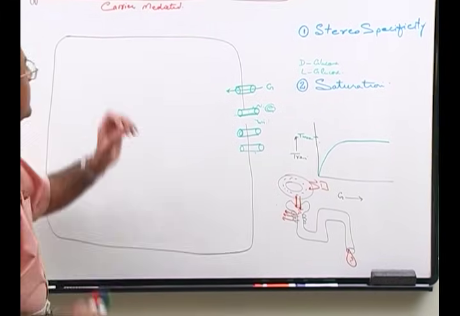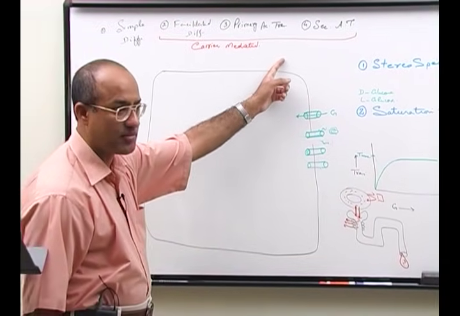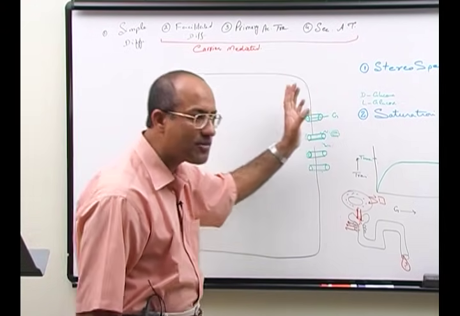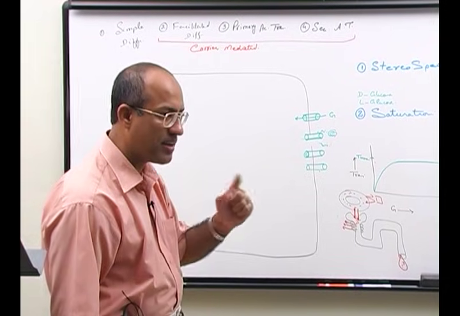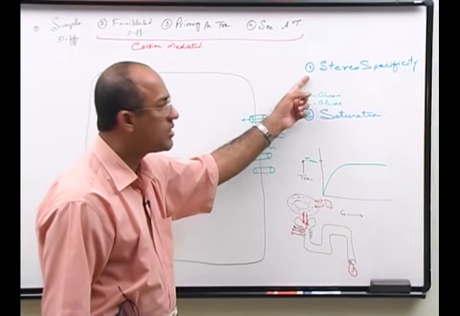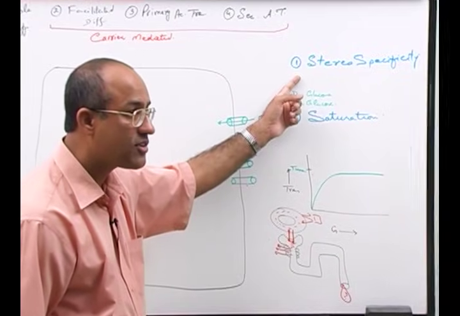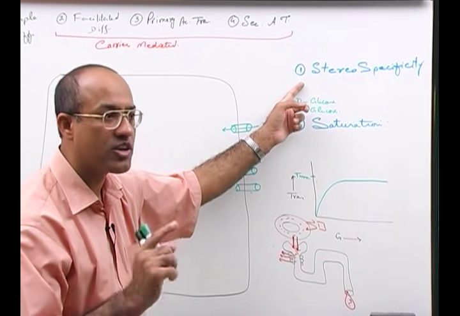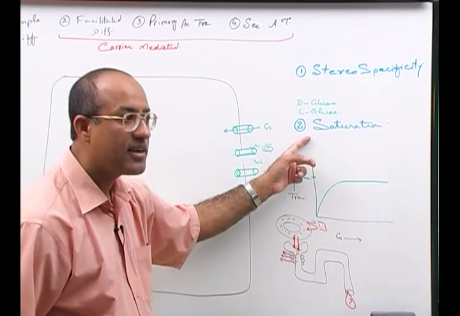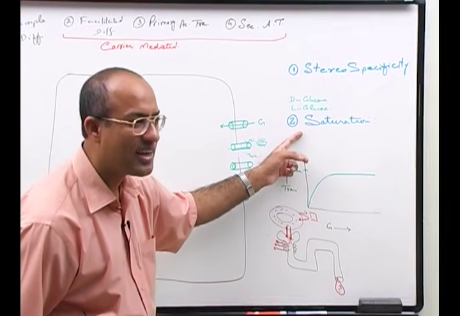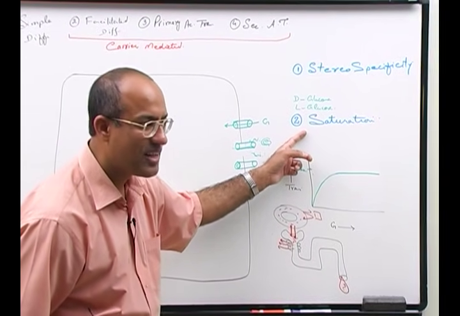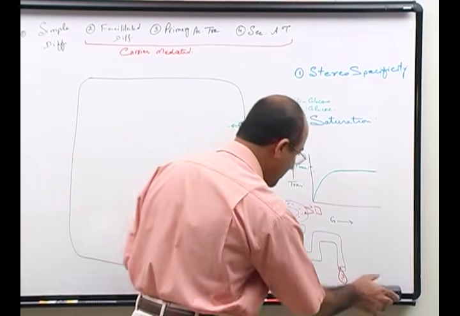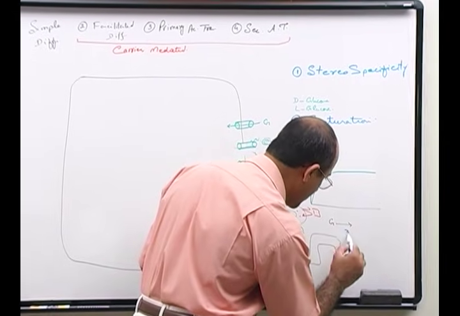So these carrier mediated transport mechanisms, whether facilitated diffusion, primary active transport or secondary active transport, all of them show certain phenomena. Phenomenon number one is that these proteins show stereospecificity, that these carriers are specific for their transporting substance. Number two, they show the phenomenon of saturation and transport maximum. Is that right? And third, they show the concept of competition.